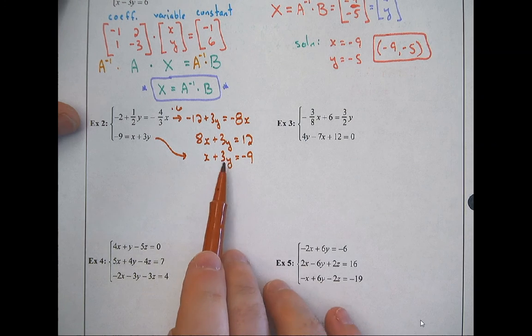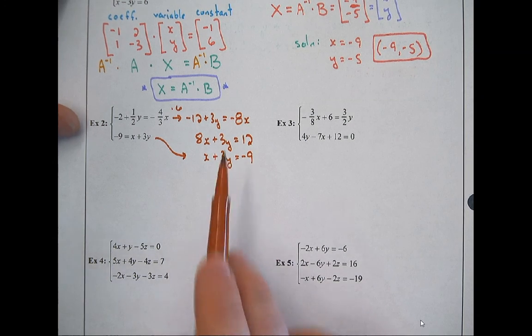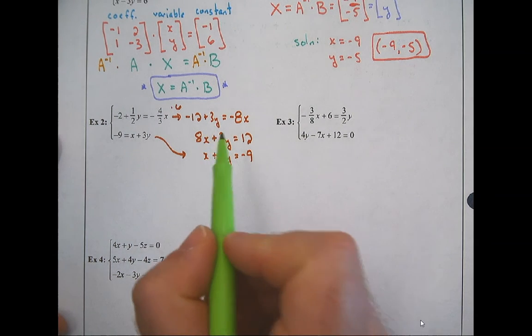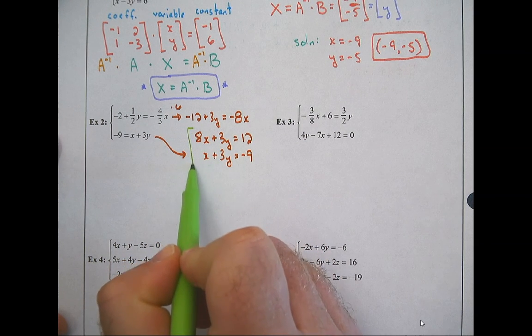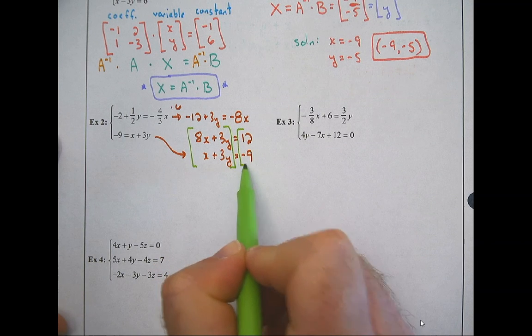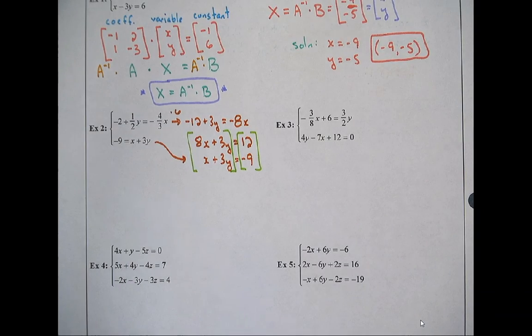Now, you might remember from Algebra 2 or Algebra 1 that we could subtract these and cancel out. That's something we're going to talk about next time. Today's goal is just to talk about how to do these using our calc. So now I'm going to make two matrices. This is going to be my A matrix. This is going to be my B matrix. And I'm going to use this trick, A inverse B.